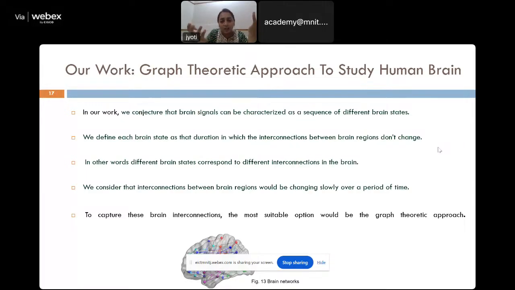So different brain states basically correspond to different interconnections in the brain, and we consider that even in the resting state, the brain state will be changing continuously, slowly but over a period of time. So in our work we will be looking at how, just by applying mathematical concepts and signal processing techniques, different brain areas are working together, and how the brain states are changing when we change the task.